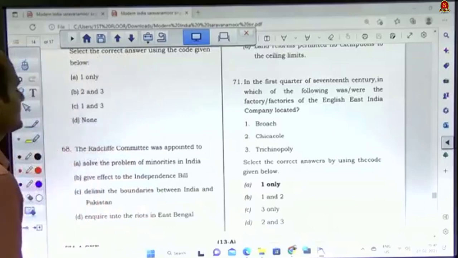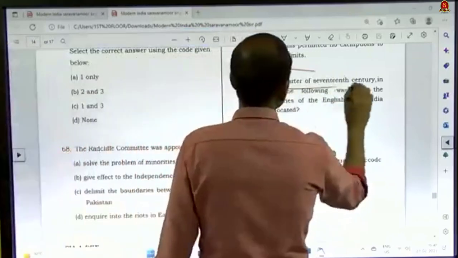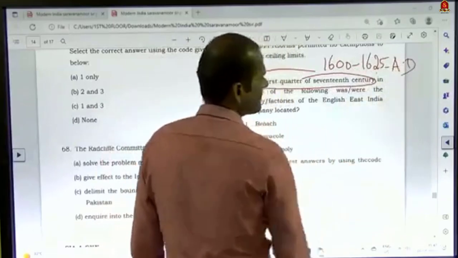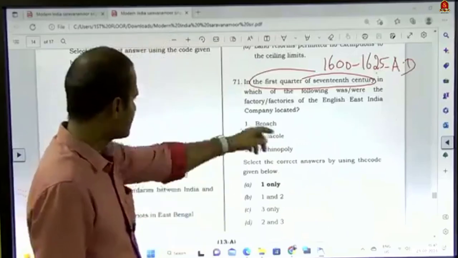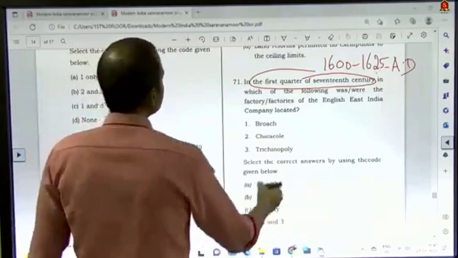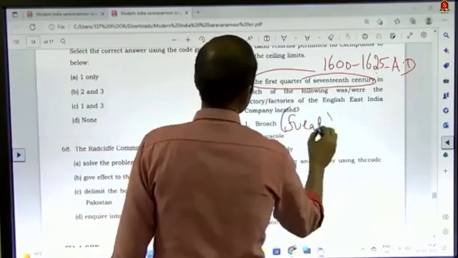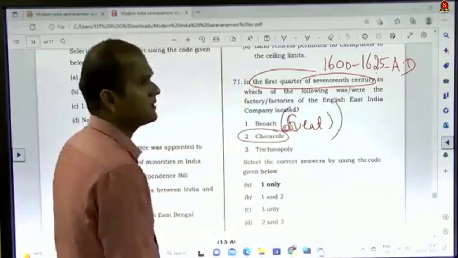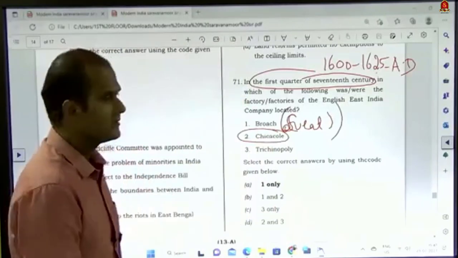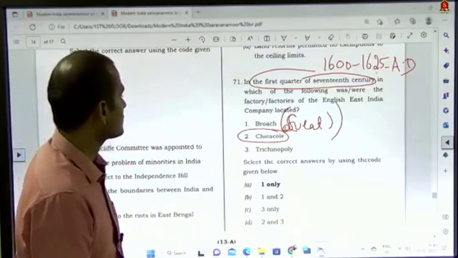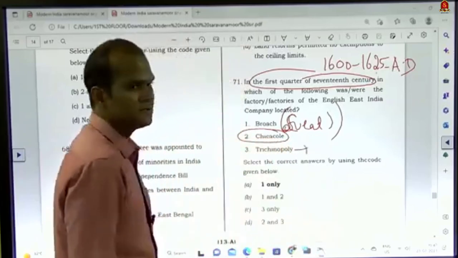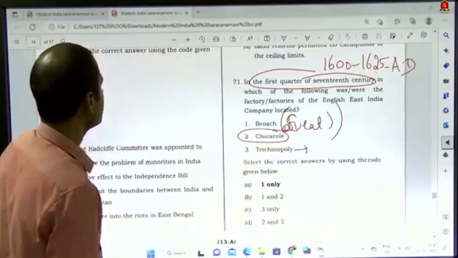71. In the first quarter of the 17th century, so the question is very specific. First quarter of the 17th century, 1600 to 1625. So always note the AD, BC, first quarter, second quarter, fourth quarter. Likewise, you will get. What were those? Broach. Broach means Surat. Yes. Chicacole. Chicacole means here Srikakulam. These are all anglicized words. Surat, Broach, Chicacole, Srikakulam. Trichinopoly was not at all a British settlement. That's answer A.